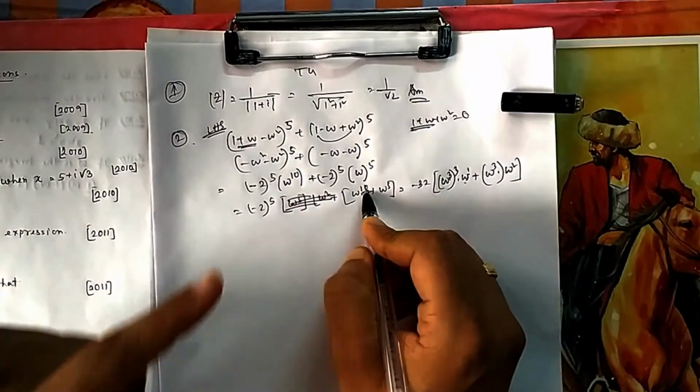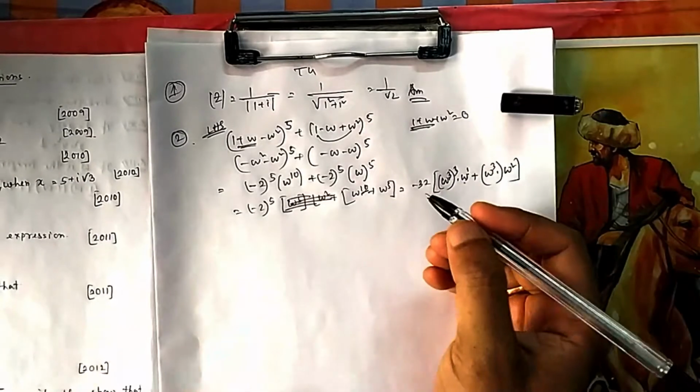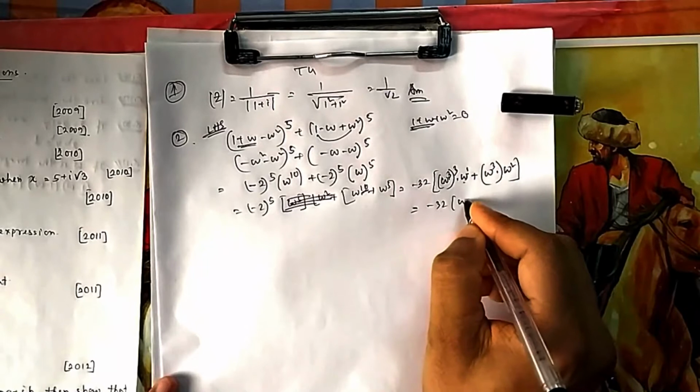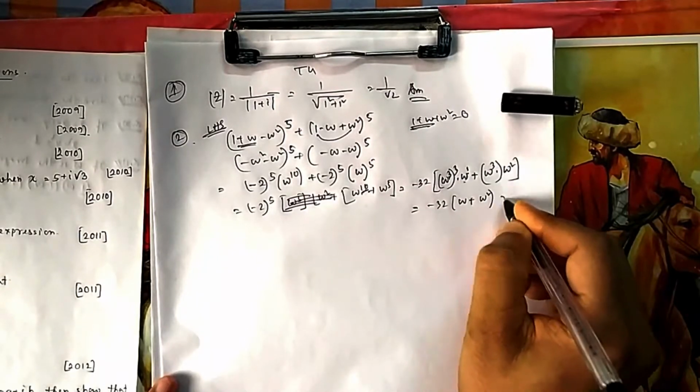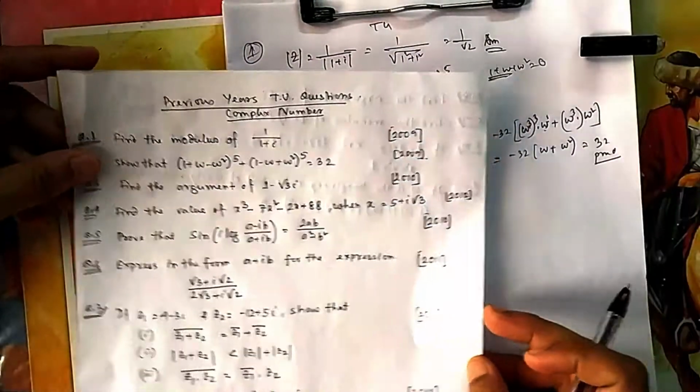Means what is the closest multiple of 3 near to 10? 9 is the closest multiple of 3. 3 3s are 9. So it is 1, so it will be minus 32 omega. This is also 1 omega square. This is minus 1, so it will be 32. That is true.